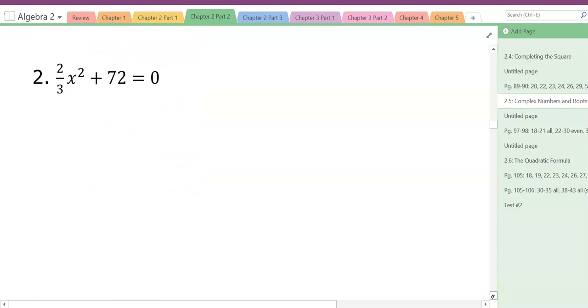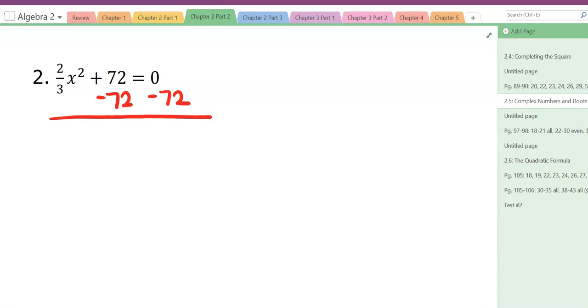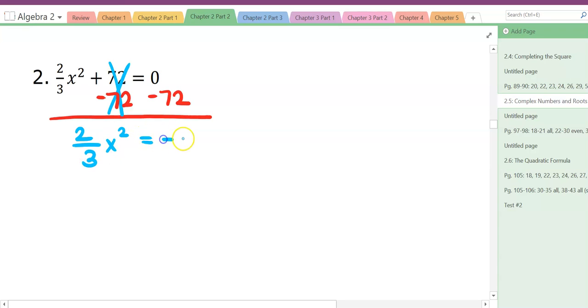For the second one, you first have to get x squared alone, but you're going to have to do 2 steps here. You're going to have to subtract 72 first, so that it says 2/3 x squared equals negative 72.